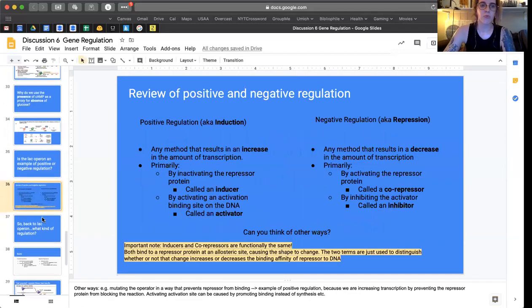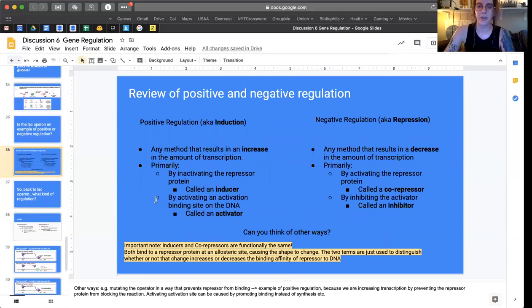Okay, so now we can think, is the lac operon an example of positive or negative regulation? First, I wanted to review these terms again. I know I already covered this, but the terms are super similar to each other and people get confused between them. So just to get you used to the terms again, we can remember that positive regulation, which is the same thing as induction, is essentially any method that will result in an increase in the amount of transcription from its natural state.